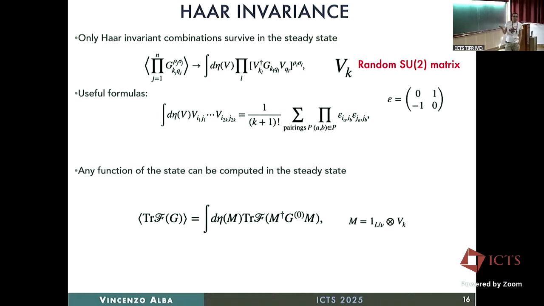For SU(2), of course, it's simple because then you can use Weingarten calculus, because essentially the only invariants that you have are the traces or the determinant, which is encoded by the antisymmetric tensor. And then if you unwrap these expressions, you discover all the relationships that I found in the previous slide. This actually allows you to compute any function of the correlator G in the steady state just by taking the initial one and performing the average with these matrices. These M are the inverse Fourier transform of these block diagonal matrices. VK is a random SO(2) matrix.